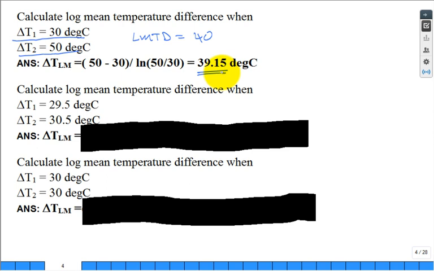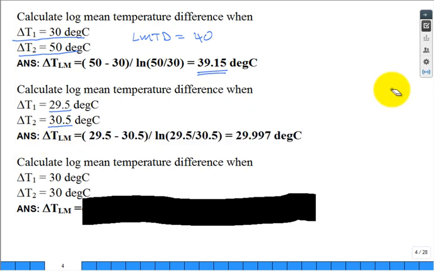It's essentially a good average temperature difference through the heat exchanger. All right, somebody says the delta T1 is 29.5 and 30.5. What do you think the log mean temperature difference is for this one? 30, 29.997. Okay, it's really close to 30.